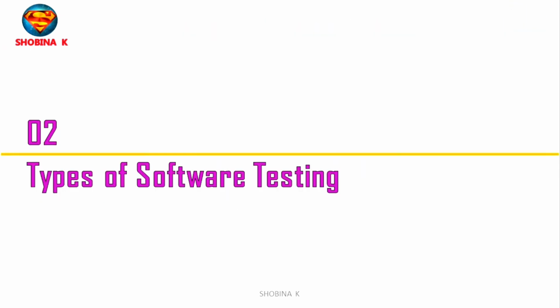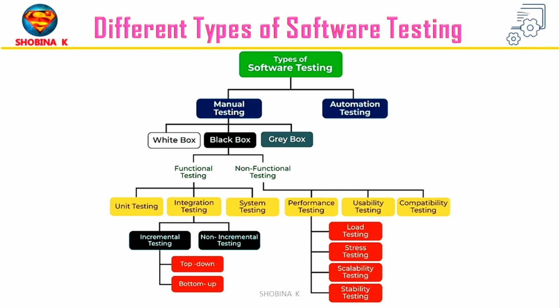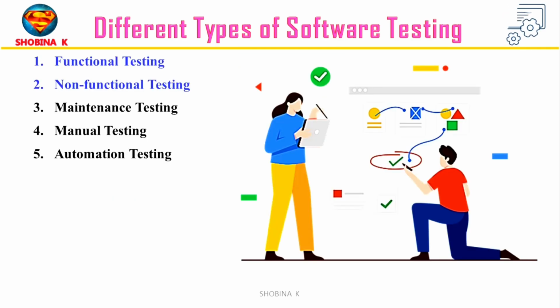Now let's move on to the types of software testing. There are various types of software testing, and each serves a specific purpose in evaluating different aspects of software's functionality, performance, and usability. These types can be broadly categorized into two main groups, which are functional testing and non-functional testing. Apart from this, we have maintenance testing, manual testing, and automation testing.